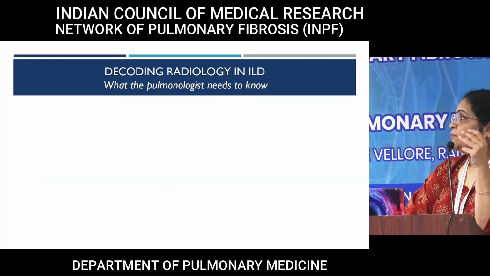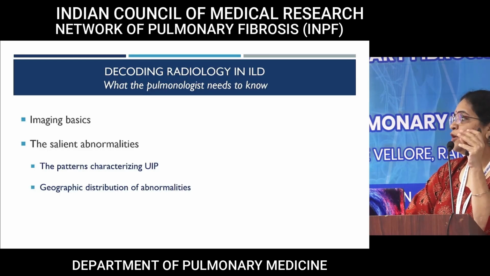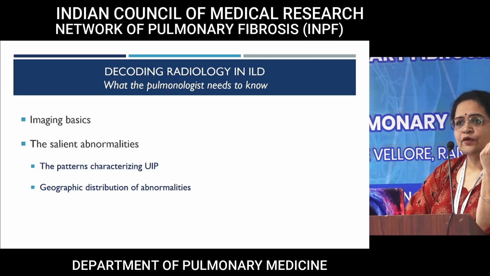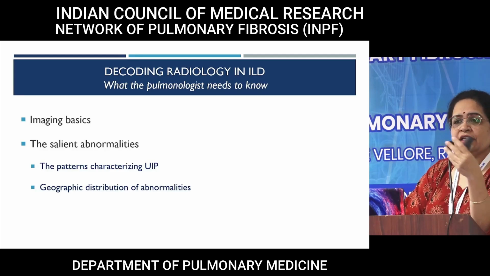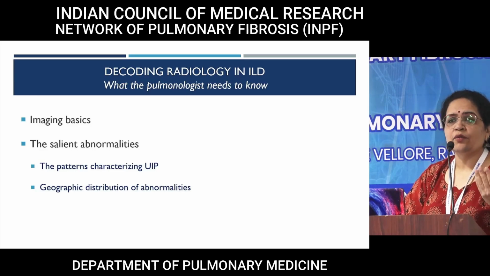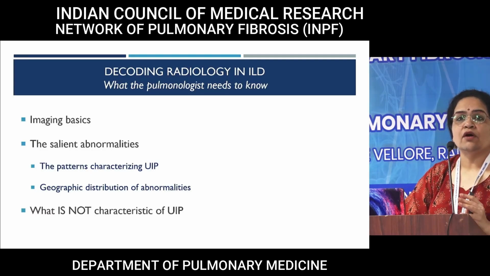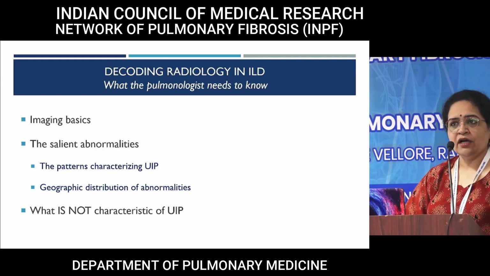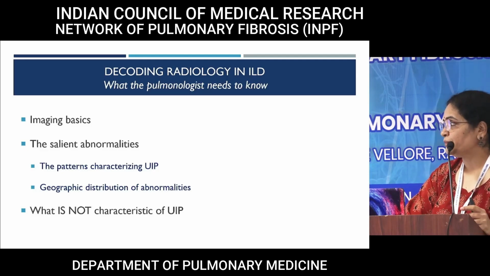And what pulmonologists need to know to decode the ILD: imaging basics were covered. We need to know the salient abnormalities and the patterns characterizing them, even if you don't have access to a system where you can see serial abnormalities on the CT. On reading a report, you need to know whether it looks like UIP. We need to know about the geographic distribution of abnormalities, and we also have to know what is not characteristic of UIP. In my talk, I'm covering only IPF and UIP, so we need to know what does not look like UIP.